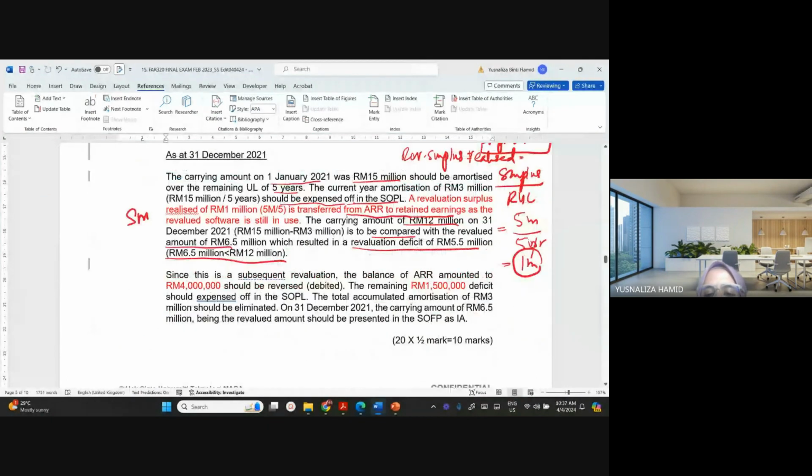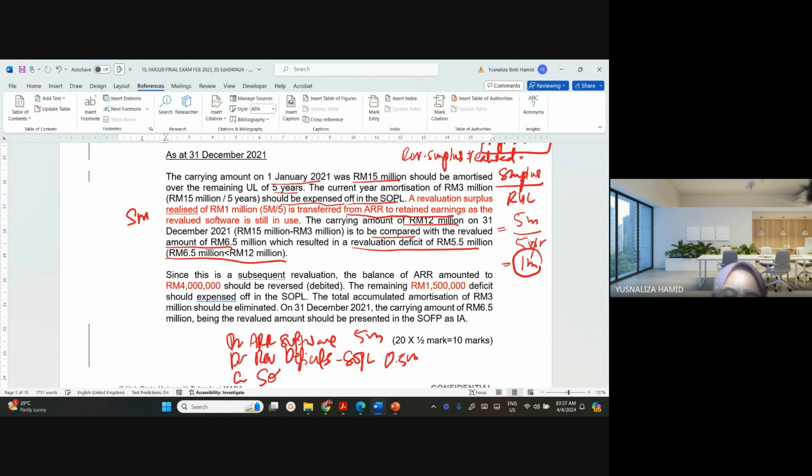So later go and explain what is the accounting treatment for the deficit. Just now I showed you earlier that the accounting treatment is that you go and debit ARR software, if you can still recall, 5 million. You go and debit the revaluation deficit, and this will be in SOPL, 0.5 million. And you will go and credit the software. But this one is not the answer. The answer is the explanation of what you have here. So you have to mention, since this is a subsequent revaluation or second revaluation, the balance of ARR, which is 5 million earlier, right? The revaluation surplus of 4 million. Is it 4 million, the balance of ARR?